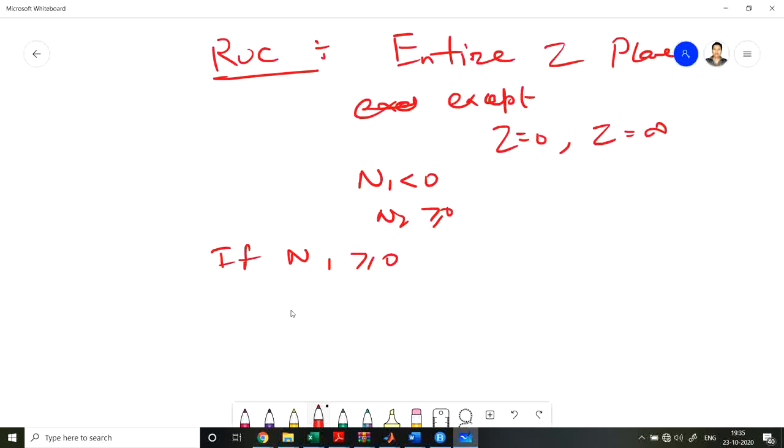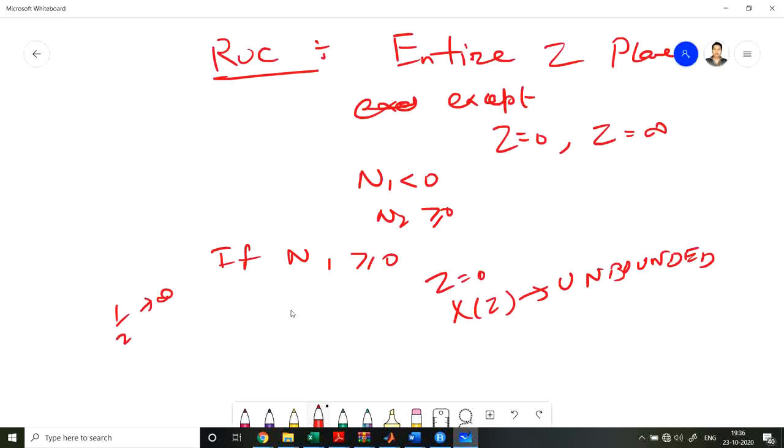So what will happen is that the ROC is the entire z plane and it also includes infinity. Basically, if we have only negative powers of z, then the ROC is the entire z plane and it also includes z equal to infinity, but for z equal to 0, X(z) will become unbounded, because 1 divided by z, when z tends to 0, becomes unbounded.